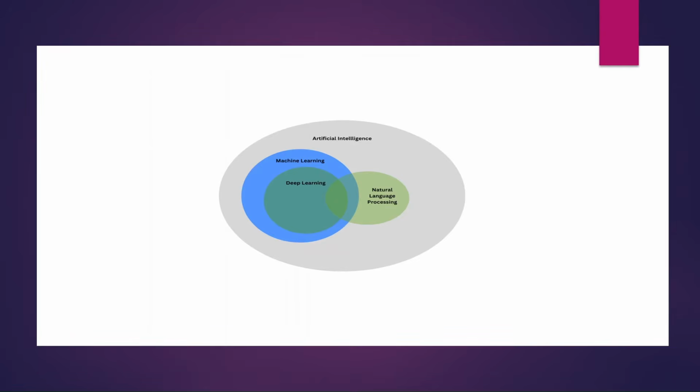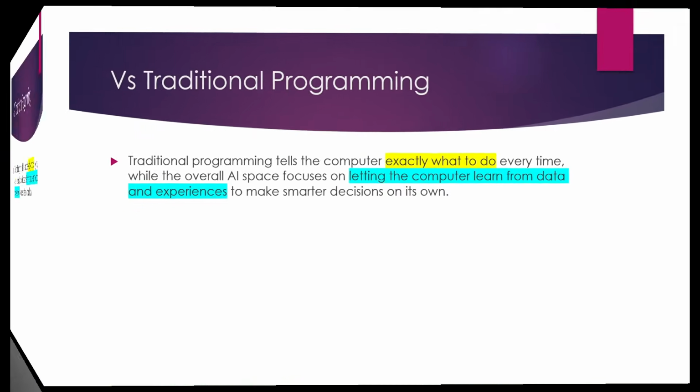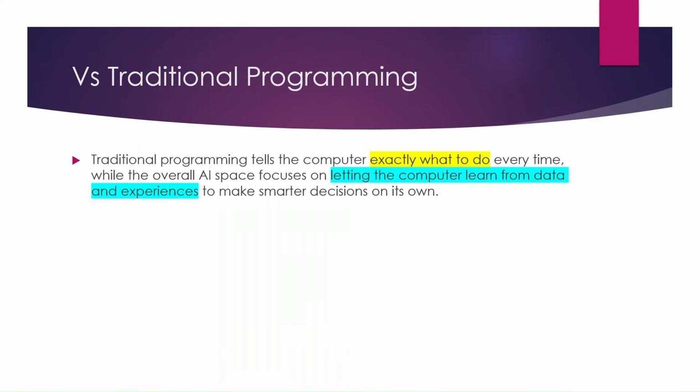All right, let's move on and try to understand how this AI and ML is different from traditional programming. So in traditional programming, we tell the computer exactly what to do. Okay, so we write the program with all the steps and we tell the runner what exactly needs to be done and how. While the overall AI space focuses on letting the computer learn from data and experiences so that the systems can make the decisions on their own.